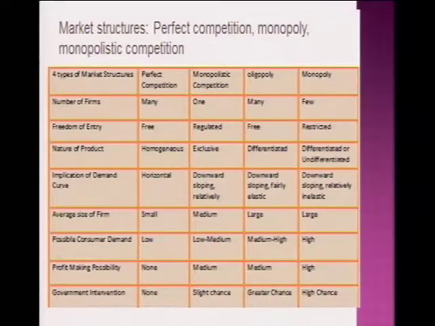And we can see on the left-hand side, you can see under number of firms. In the perfect market, there's so many producers of that particular item. But in a monopolistic competitive market, it's just one producer, so he's monopolistic. In an oligopoly, there are many. In monopoly, there are few. And you can read the table: freedom of entry, nature of the product, the demand curve, the size of the firm, and all that.